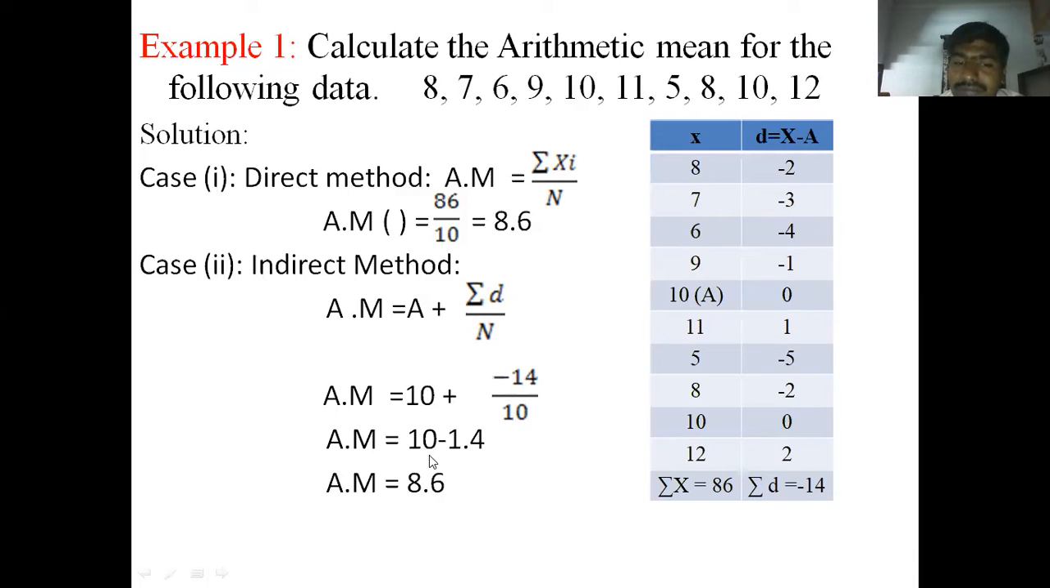Then 10 is written as it is. Plus into minus becomes minus 14 divided by 10, which becomes 1.4. Then the arithmetic mean is equal to 8.6. See, in the direct method we got 8.6 and in the indirect method also 8.6. It should be unique. Already I told you that whatever central value we calculate should be single and unique, and it should represent the entire data.